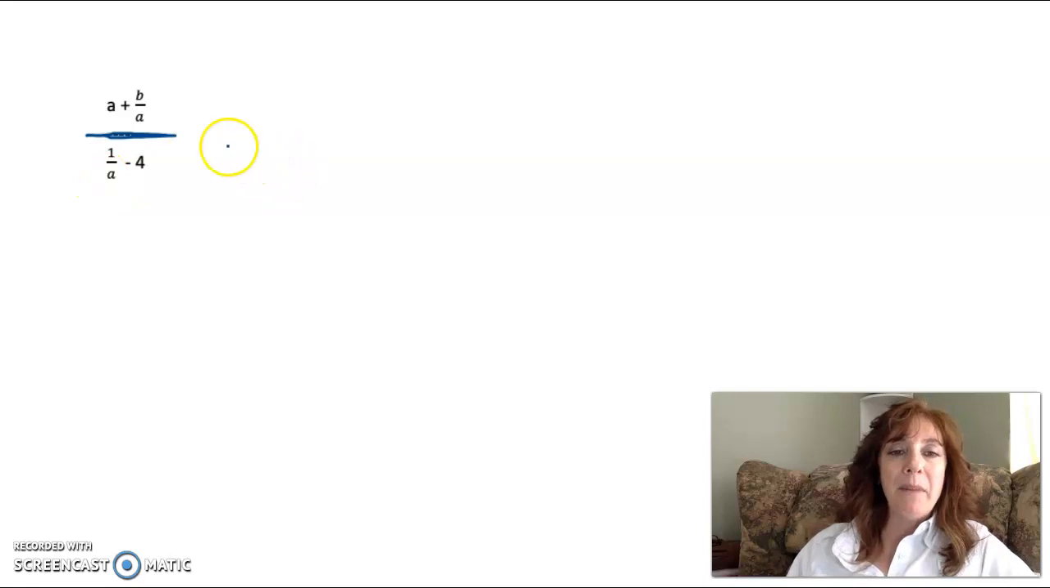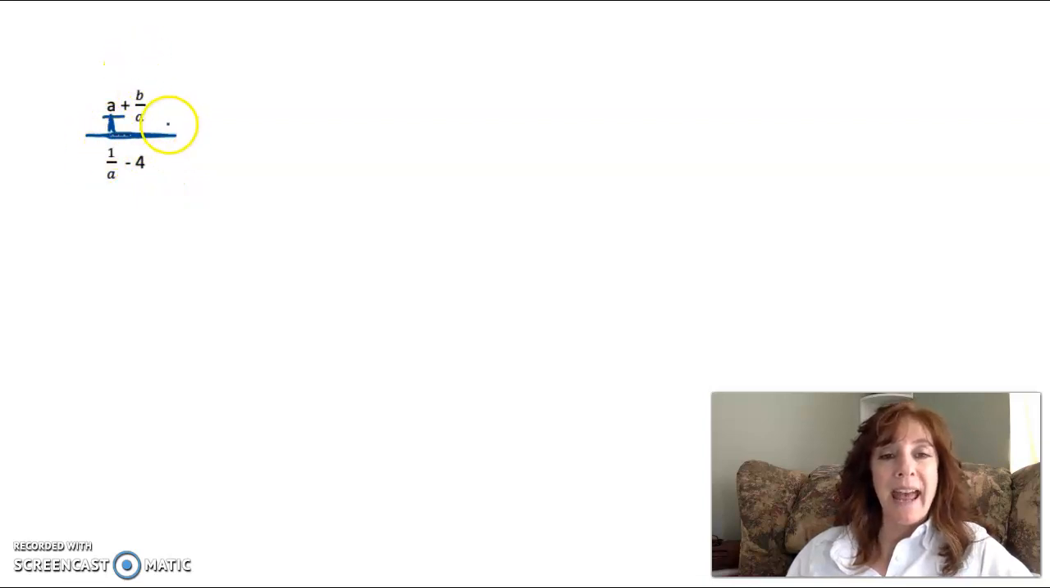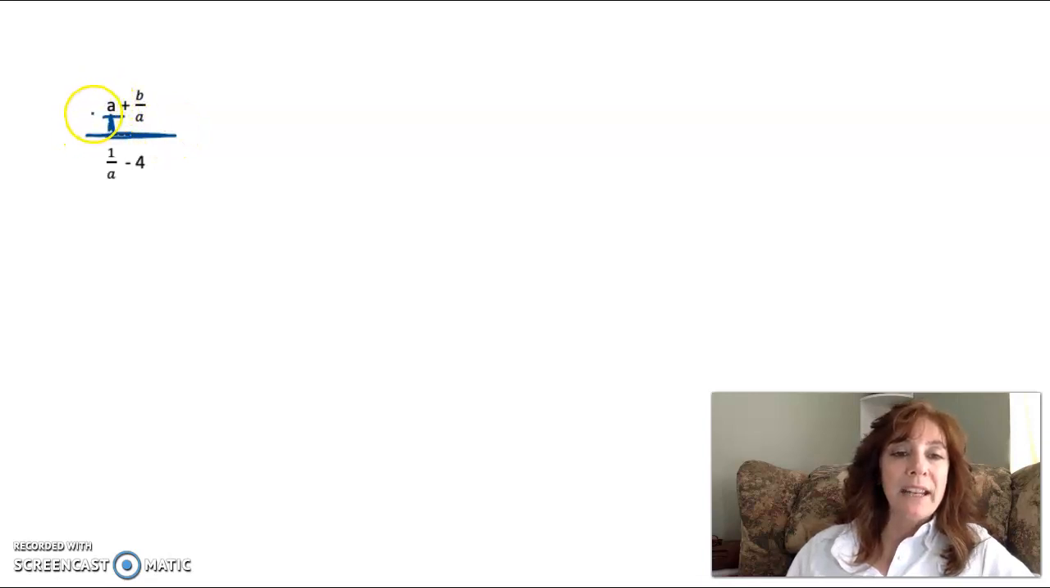So I need common denominators. First, we'll look at this numerator. A is really A over the number 1. Anything is just itself written over the number 1. Now I can find a common denominator for 1 and A. A is my common denominator. The second fraction, B over A, already has an A in the denominator. So I'm going to change the first fraction, and I can multiply A times 1 to make the denominator A. But whatever I do in the denominator, I have to also do in my numerator.